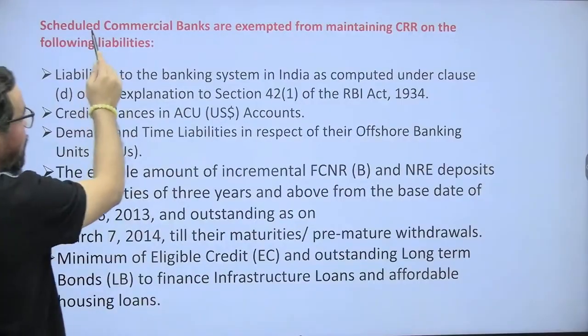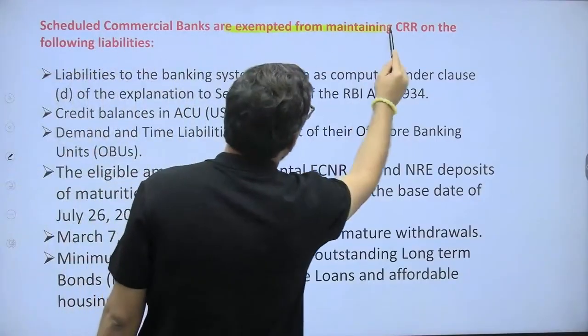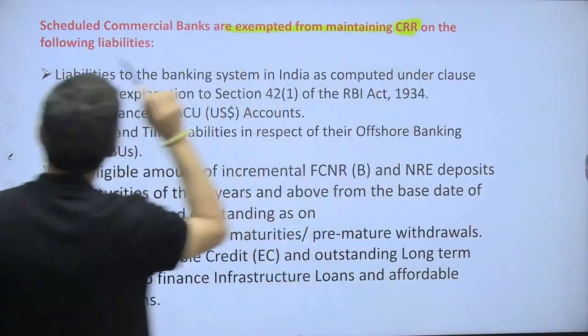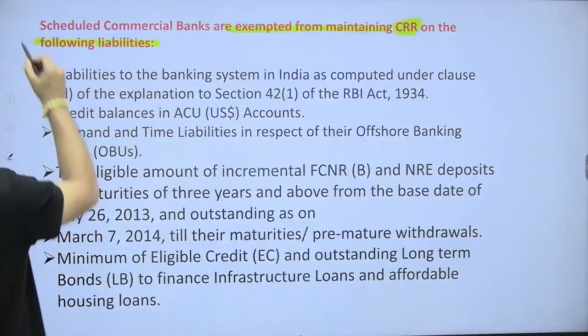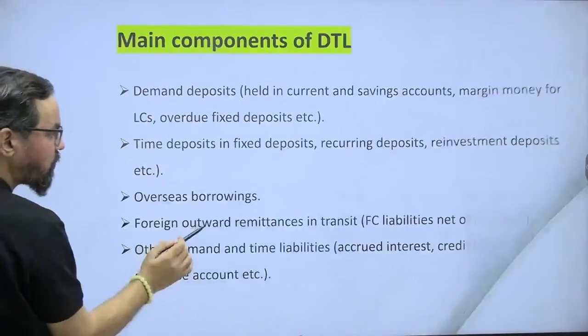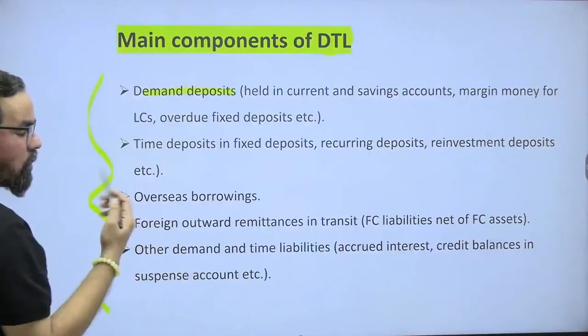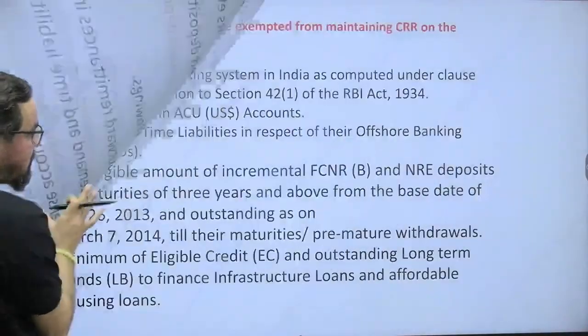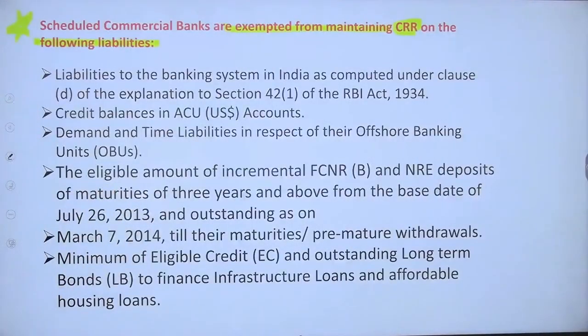Scheduled commercial banks are exempted from maintaining CRR on the following liabilities. This is a very, very important one. This is the common general guideline for how you compute your DTL, but this is what is exempted. So now these you have to remember. You will have to memorize these a little.